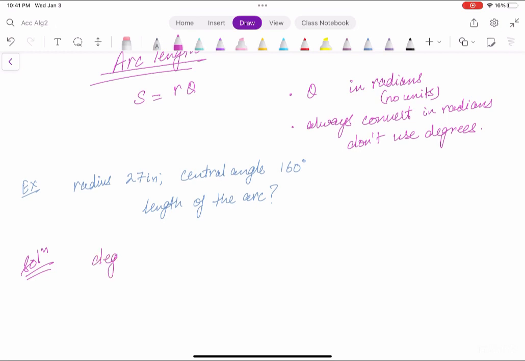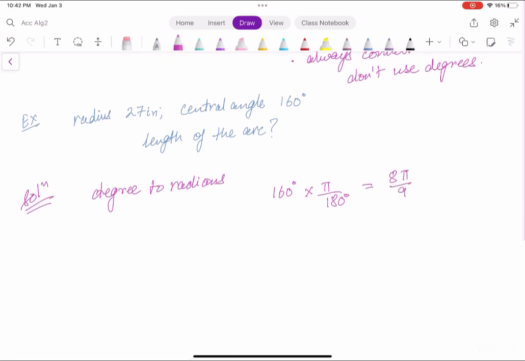Because we need to convert it into radians, we will introduce radians. So 160 degrees times pi divided by 180 degrees. Now the pi, do not write the value of pi as 3.14. This pi is pi radians. And that will give you the angle as 8/9 pi radians as theta. We have theta, we have the radius as 27. Let's multiply them together. So 27 times 8/9 pi.